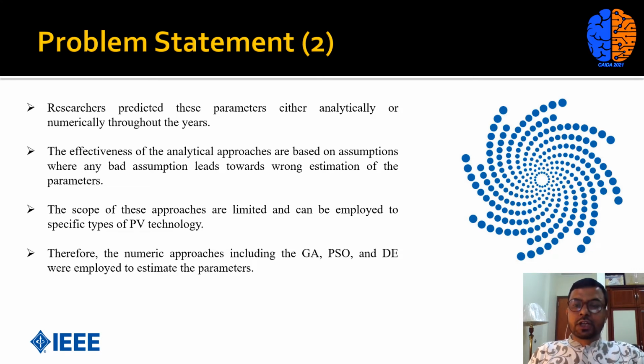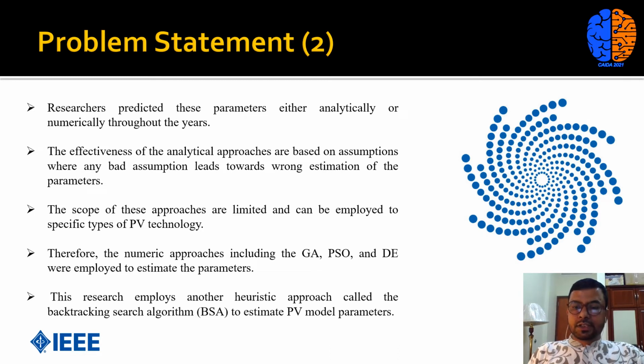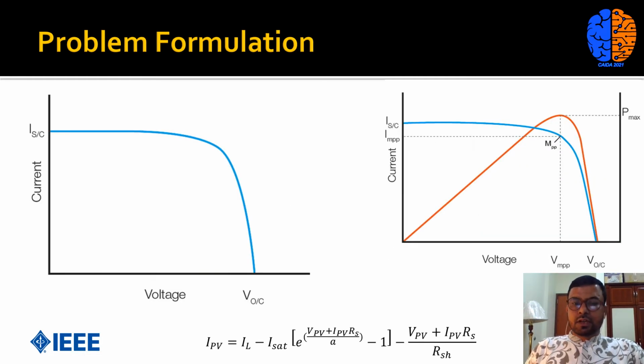Therefore, different numerical approaches like the genetic algorithm, particle swarm optimization, and differential evolution have been employed in the literature to estimate the PV module parameters. In this research, we have employed a numerical technique called the backtracking search algorithm to estimate PV module parameters. Now let us go to the problem formulation section.